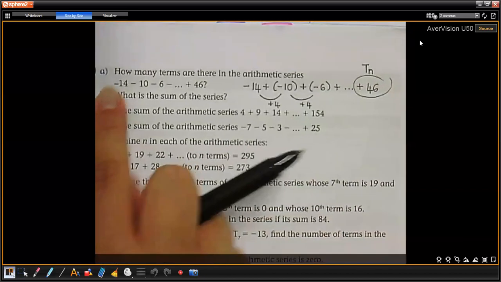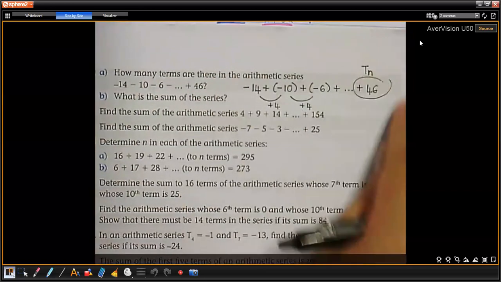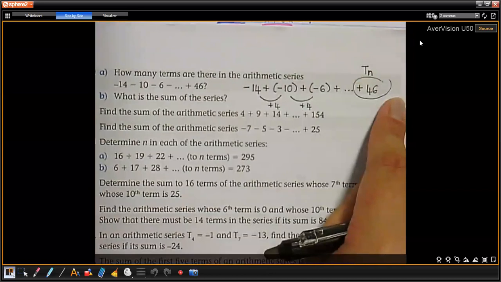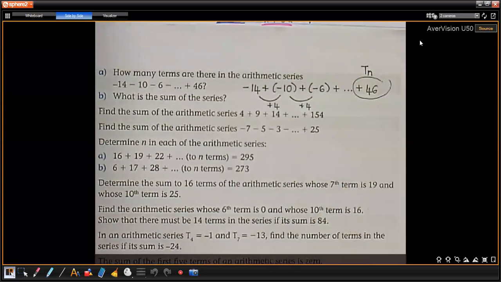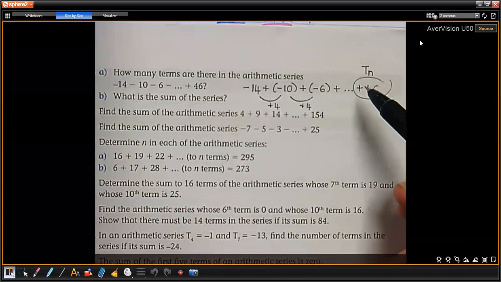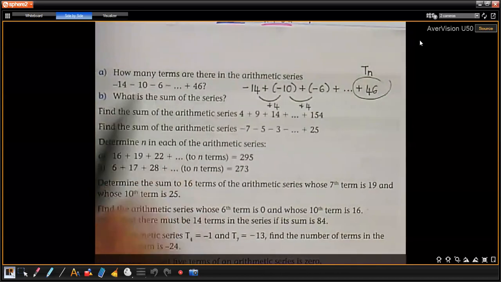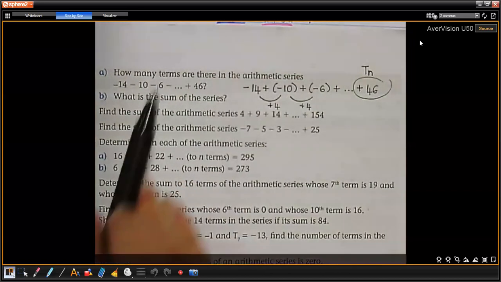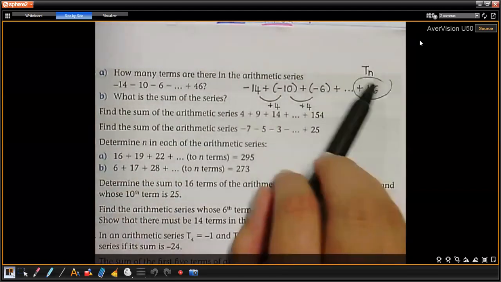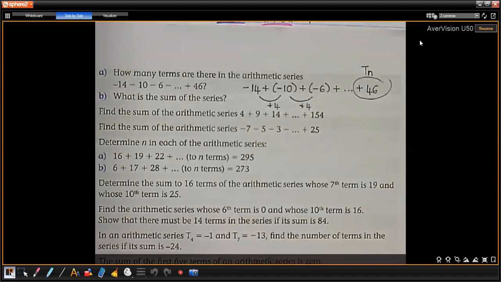Because that's the first question. How many terms are there in the series? They're not asking which term is 46, right? They're asking how many terms, but you have the exact same method, because you need to know which term this is in order to know how many terms there are. All right, so you're just going to solve for n here, basically, for the first one. And then for b, now they're asking for the sum. So if your answer here is 12, then you're going to find the sum to 12. Does that make sense? Okay.